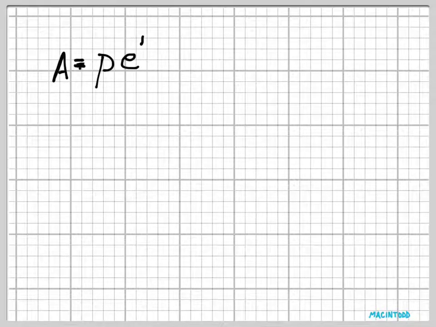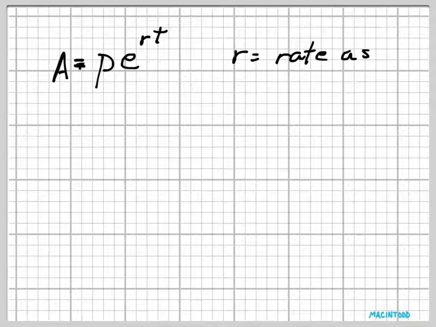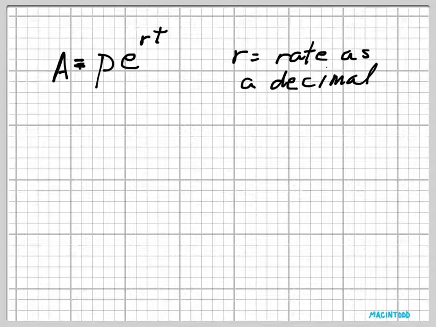The first equation that we talked about today was A equals... Okay, start again here real quick. A, the amount of money you have in the bank, for example, is equal to your principal times the irrational number e to the rt. R is our rate as a decimal, and t is our time.